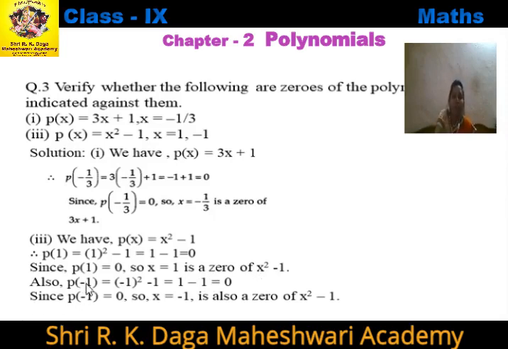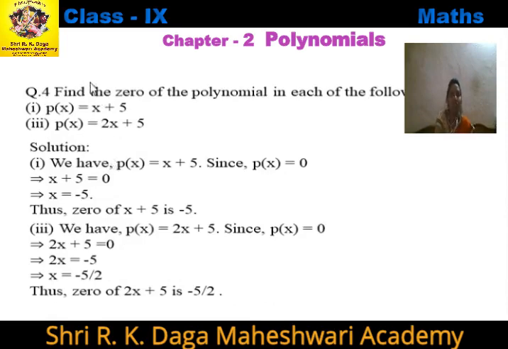Now we will put p of minus 1. At x we will write minus 1. So p of minus 1 equal to minus 1 square minus 1. Minus 1 square is plus 1 and minus 1. This becomes 0. Hence p of minus 1 equal to 0. So x equal to minus 1 is also a 0 of this polynomial.